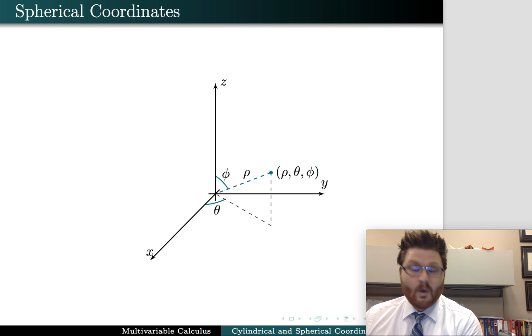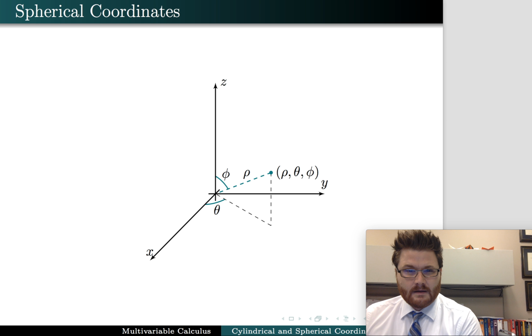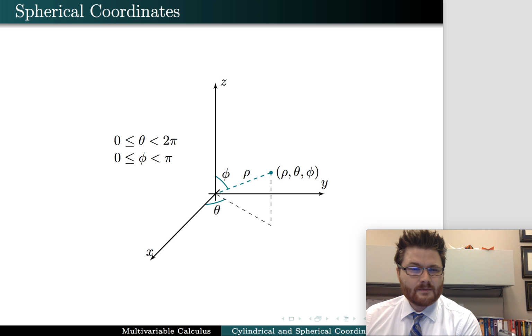Be a little bit careful when you're looking at different sources. There's not one universal convention in terms of which angle we call theta and which one we call phi. Different sources use different ways. We're going to do it this way, though, with the azimuthal angle off the x-axis being theta, and phi being the angle from the z-axis. And again, we can let theta range from 0 to 2 pi. What about phi? Well, it turns out that phi ranging from 0 to pi is sufficient.